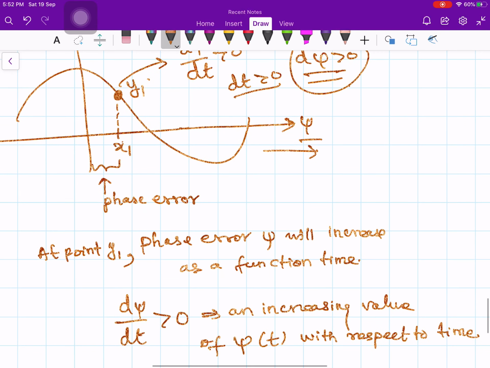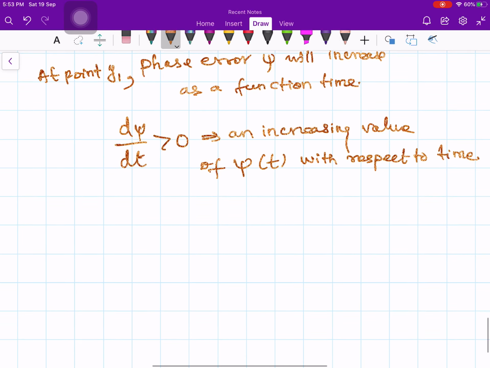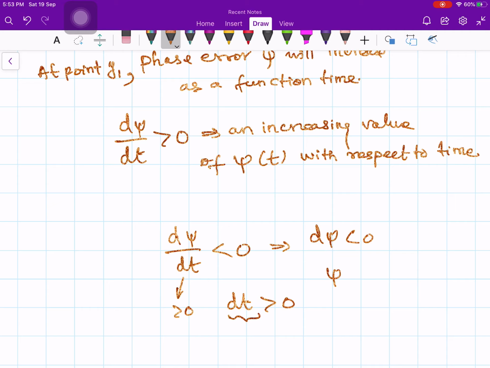Because d psi by dt is positive at a certain point, that will imply that the dynamics will be such that the phase error will increase as a function of time. Similarly, on the other hand, let us say d psi by dt is negative. What does it mean? It takes a negative value. But as I said, dt will always be positive because it is an increment in time. That will never be negative. That means the denominator is greater than 0, so obviously this implies your d psi is less than 0. That means your psi will decrease as a function of time.